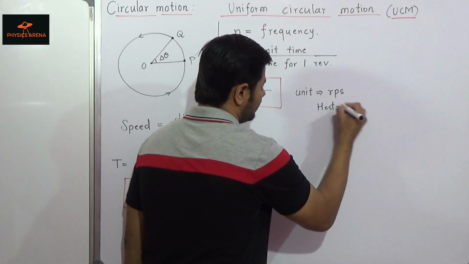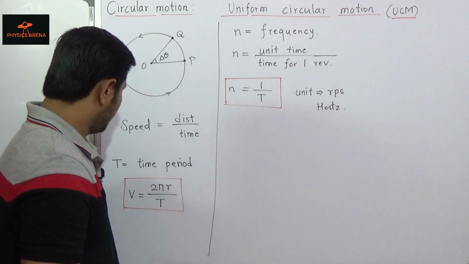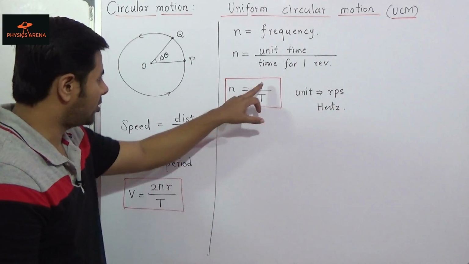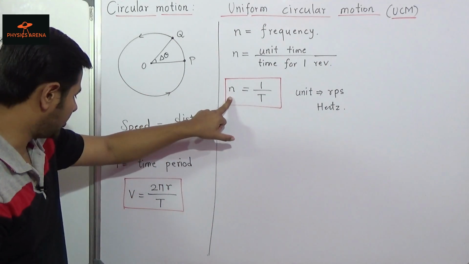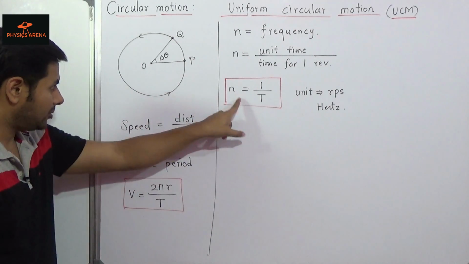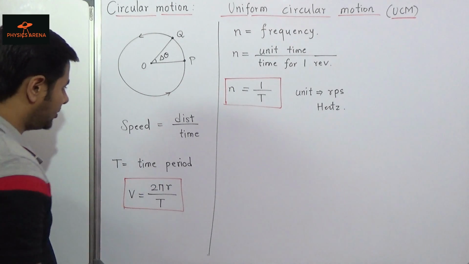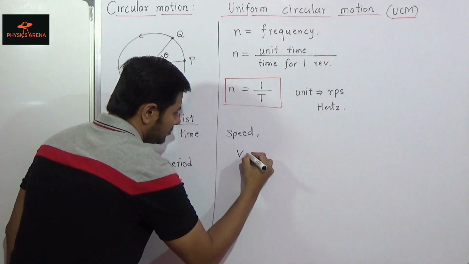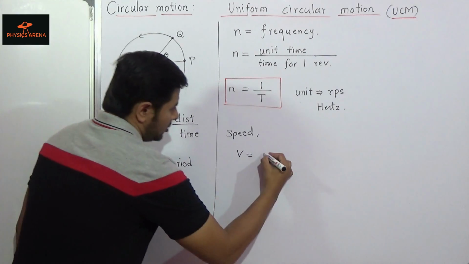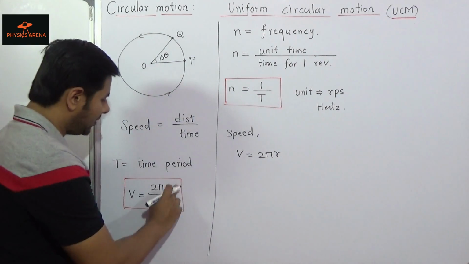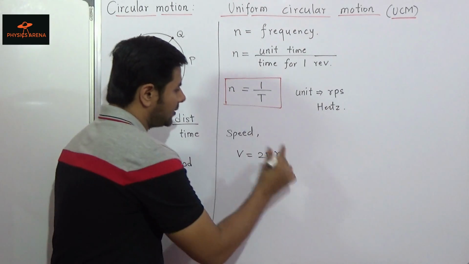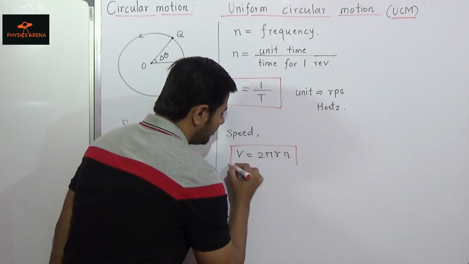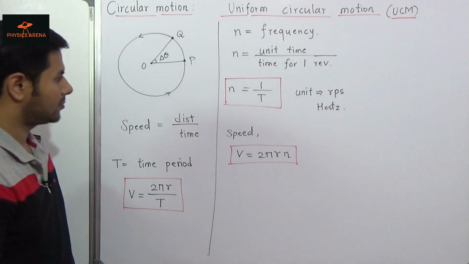Now using this formula 1 over T is equal to n, we can substitute that here and we can find out that speed is equal to 2 pi r multiplied by 1 over T, and 1 over T is n. So the formula for speed is 2 pi r multiplied by n.